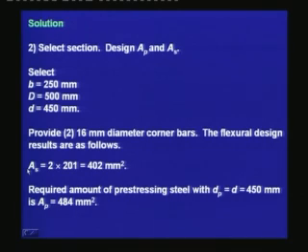The flexural design results are as follows. AS is equal to 2 times 201, which is equal to 402 millimeter square. Required amount of prestressing steel with dP equal to D equal to 450 millimeters is AP equal to 484 millimeter square. The design has been done based on the steps that we do for a conventional flexural design.